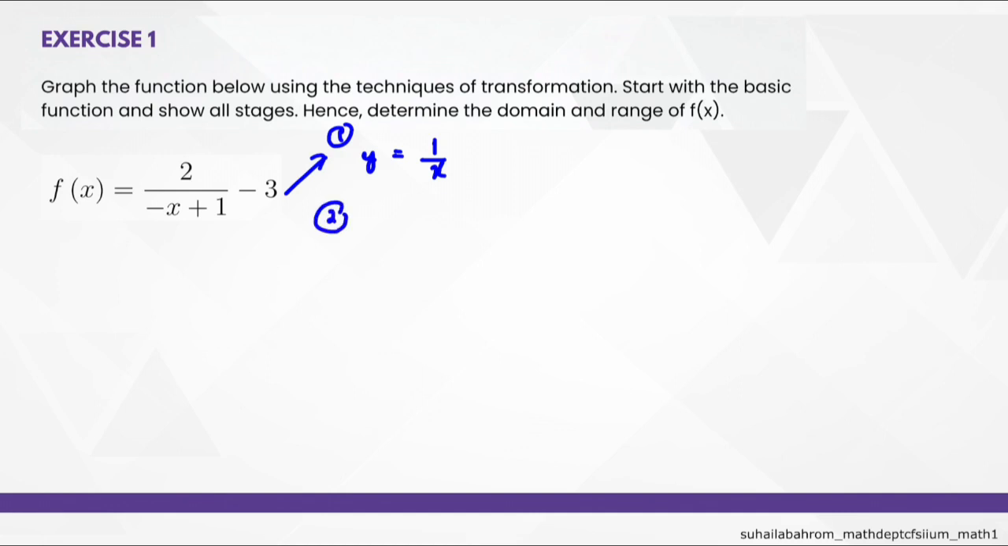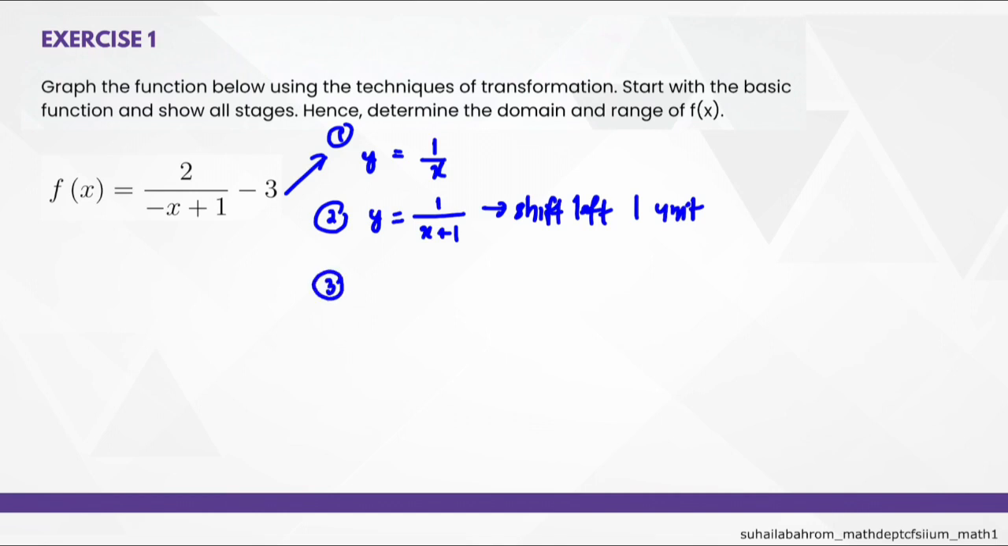And then the second one, we have to determine if there is any horizontal shifting. We do have x plus 1 here, and we know that the negative sign shows that there is a reflection on the y-axis. So the first transformation technique involved here is y = 1 over (x plus 1). So the transformation technique here is shift left 1 unit.